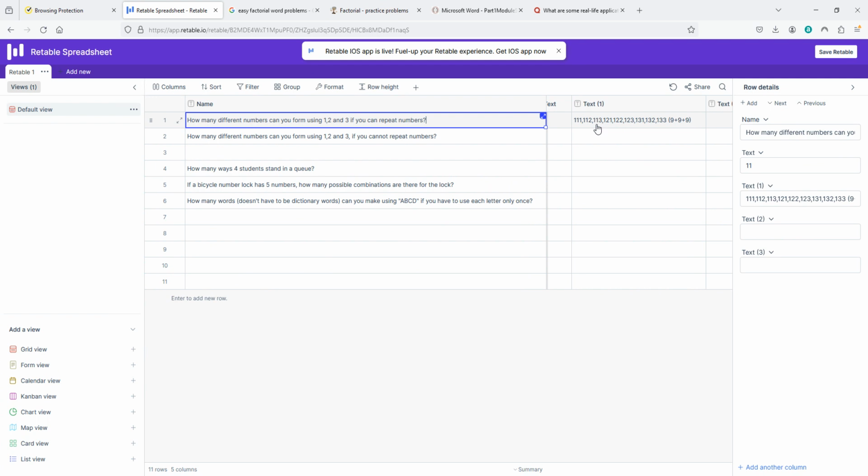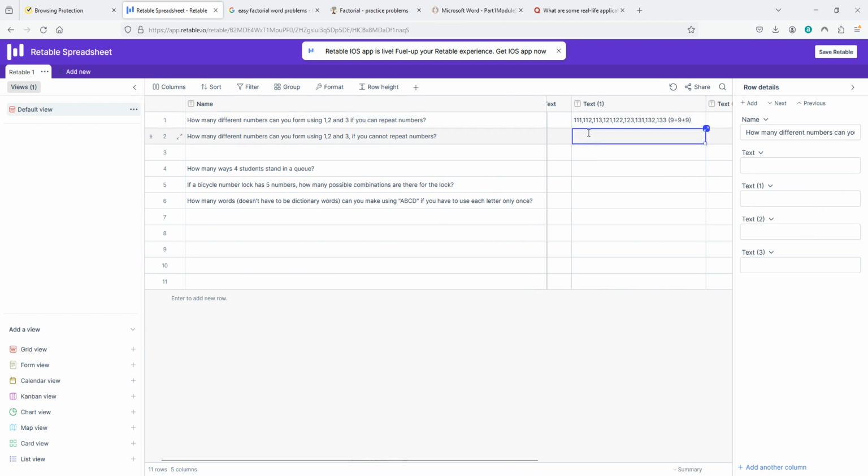So now let's go to the second one. Now we add a little bit of a twist. How many different numbers can you form using 1, 2, and 3, but you cannot repeat numbers? If you cannot repeat numbers, many of the numbers that we used here will not be possible. If we start with 1, 1 cannot repeat, so it has to go to 2 and 3. Let's see all the possible numbers that we can start with.